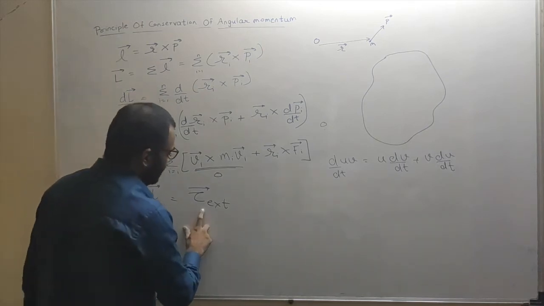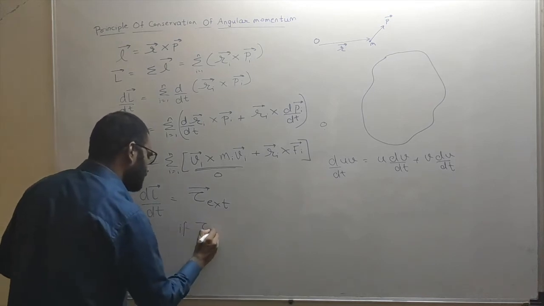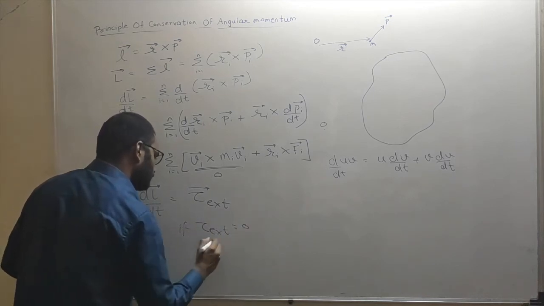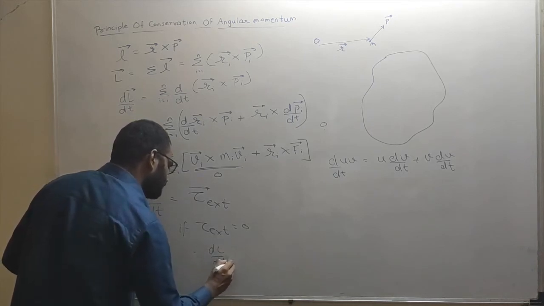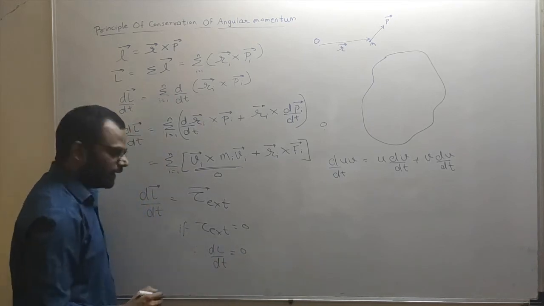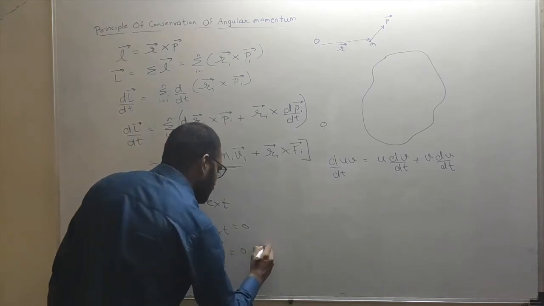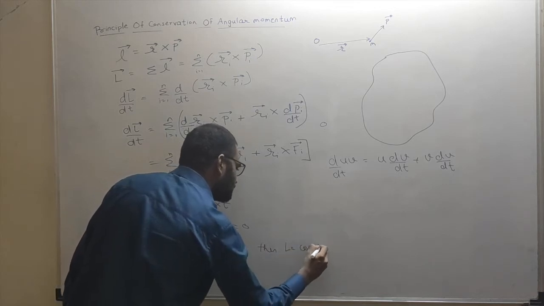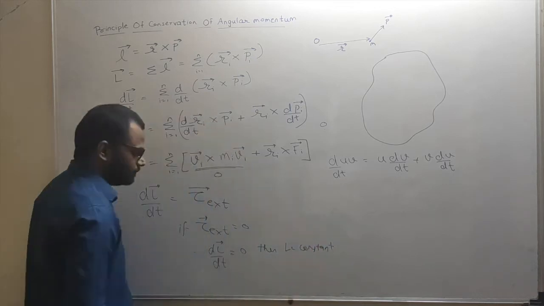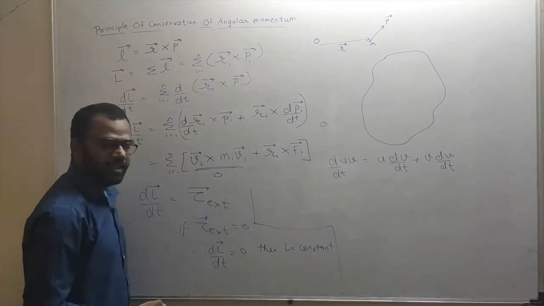Now look here. If this external torque is 0, if tau external is 0, then dL by dt will also be 0. Then L will be constant. So if dL by dt is equal to 0, then L is constant.